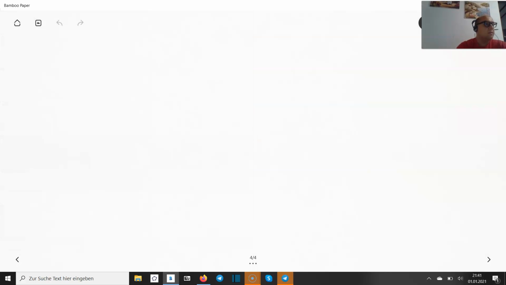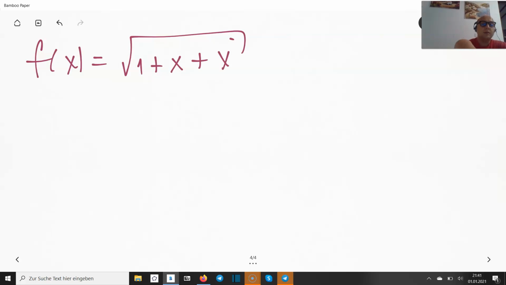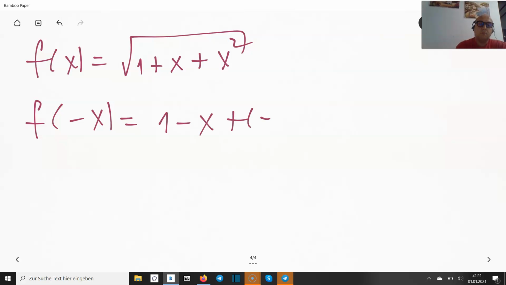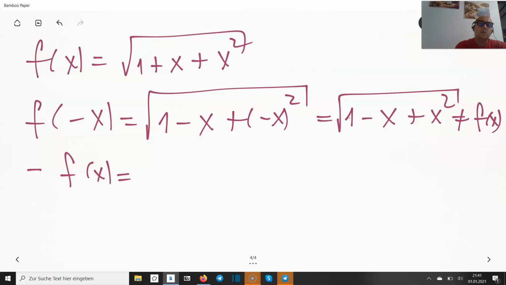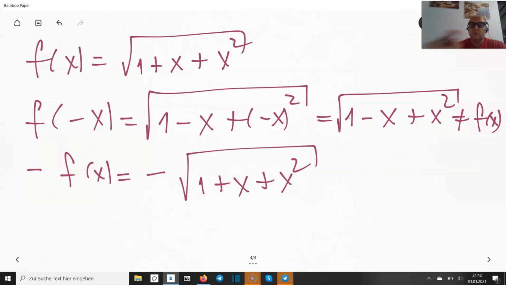Let's do one more with a square root, maybe. Let's do this one: f of x equal to the square root of 1 plus x squared. What about this one? Well, let's see. We have f of minus x, and that would be the square root of 1 plus minus x plus minus x squared, which means we have 1 minus x plus x squared under the root, and it's not equal to f of x, as you can see. So it's not the case. Now minus f of x. Well, that would be just a minus in front of the square root, so this function has no properties of even or odd, so no symmetry. No symmetry, all right? Well, that can happen.